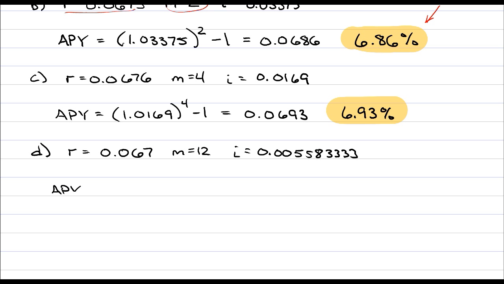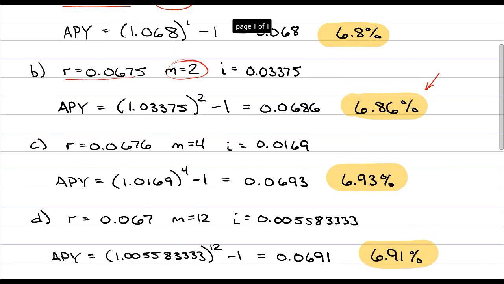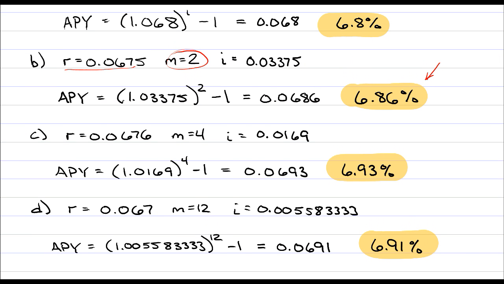So my APY is 1.005583333 raised to 12, minus 1. And plugging all of this into my calculator, I get 0.0691, or in other words, 6.91%. So of all of these, it looks like the one that gives me the best effective rate is C. Here I have an effective rate of 6.93%. So this one is slightly better than the others.